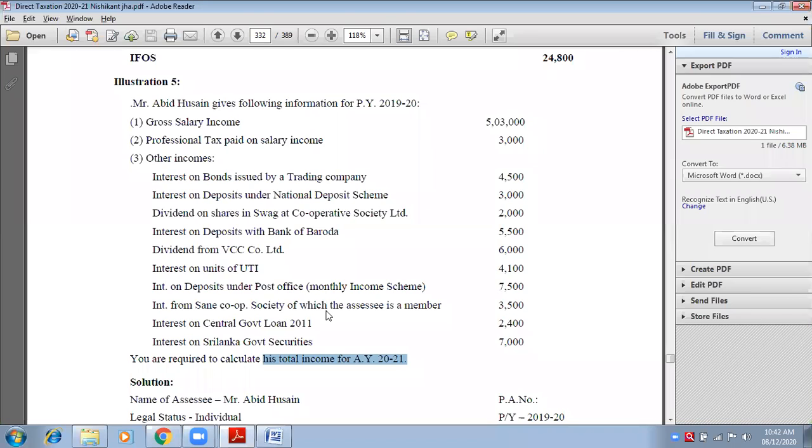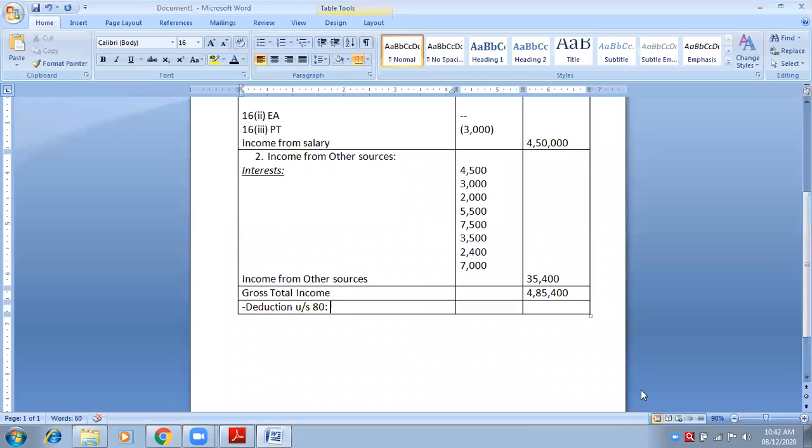Here he has asked to calculate just his total income. You are required to calculate his total income for the assessment year. So total income means gross total income. So no need to have further deductions. So here we will end our sum. So this is my final answer.